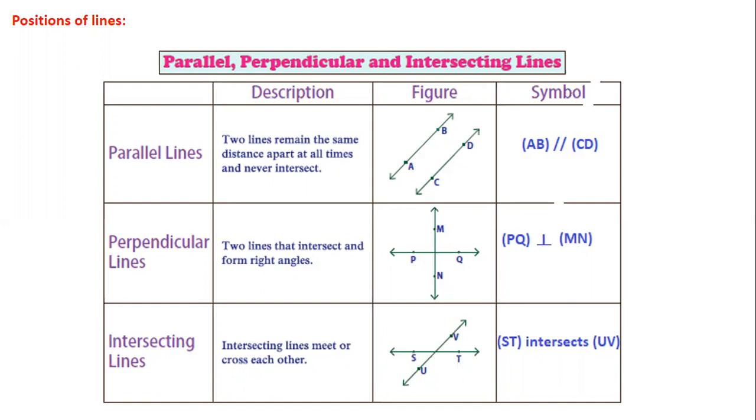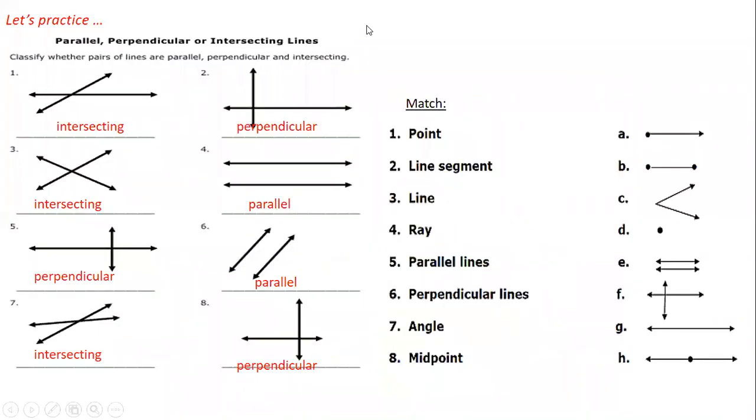Now, if we talk about perpendicular lines, what do you know about perpendicular lines? Do they intersect? Yes. What do they form in between each other? 90 degrees. Yes, thank you. 90 degrees angle. So this is a practice about parallel, perpendicular, and intersecting.